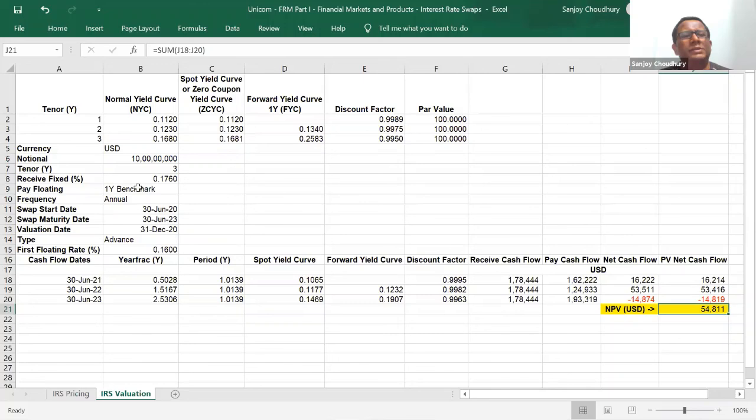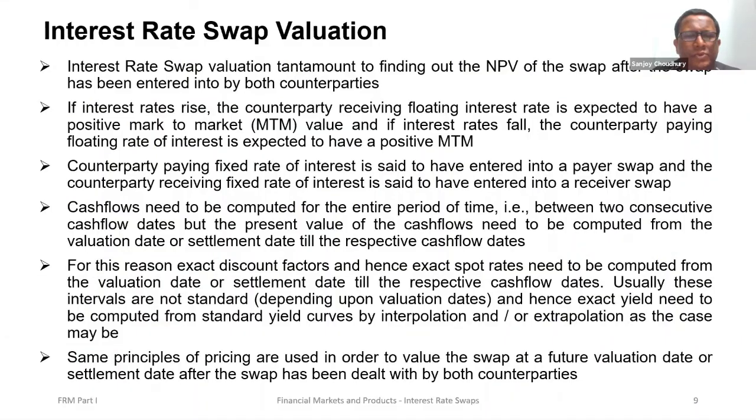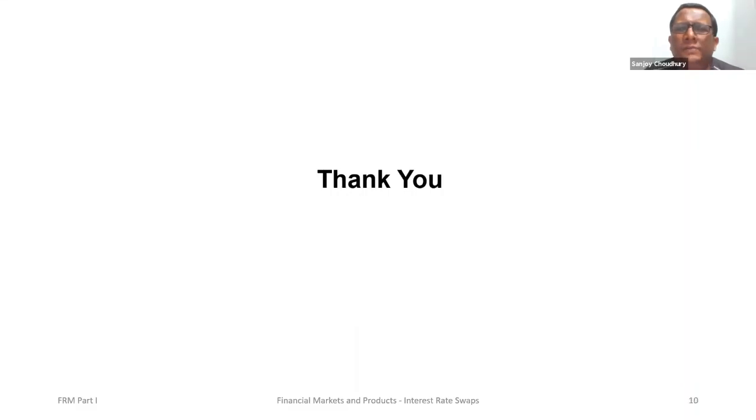Since this particular counterparty is paying floating, and the floating rate interest benchmark has actually come down, they are paying less and receiving the same amount. So the NPV is a positive value, which is good for the counterparty. That's how we do the swap valuation. The same principles of pricing are used to value the swap at a future valuation date or settlement date after the swap has been dealt with by both counterparties. So we come to the end of this presentation of interest rate swap pricing and valuation.